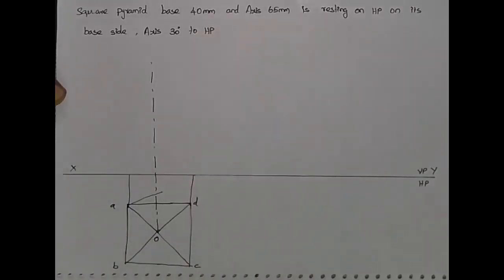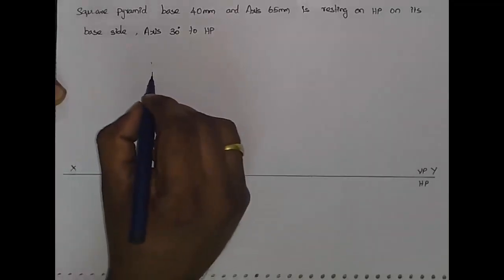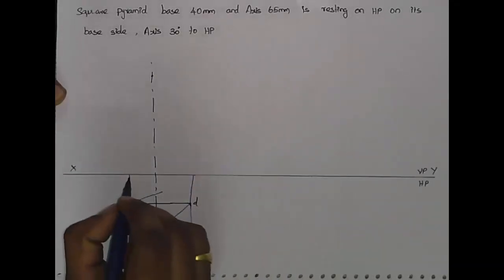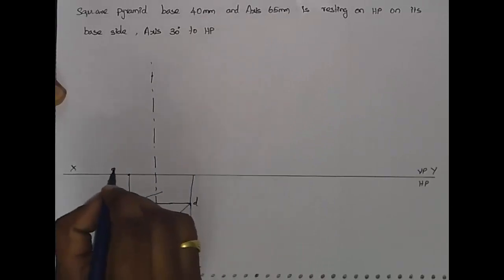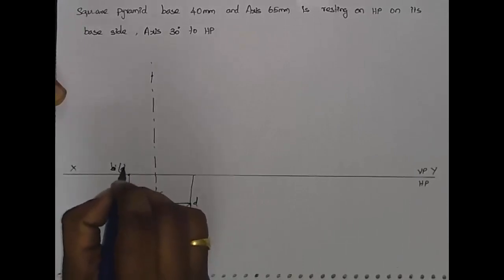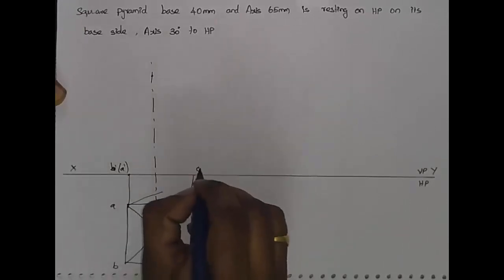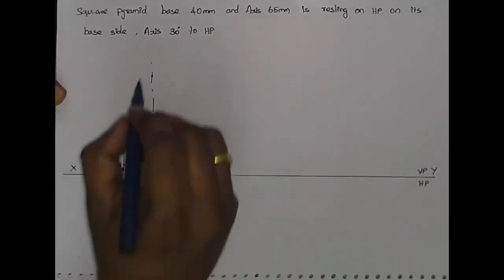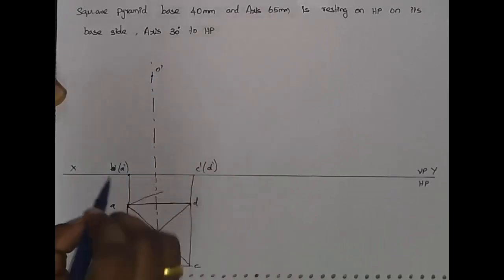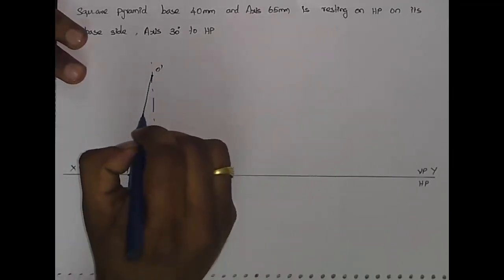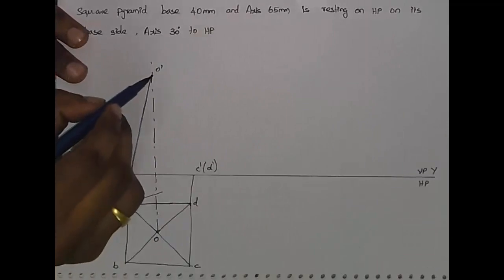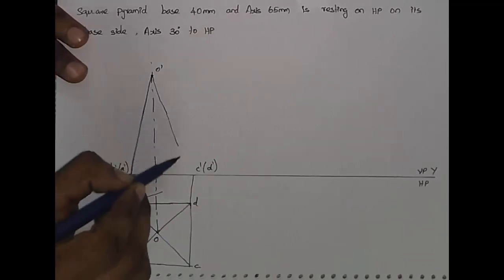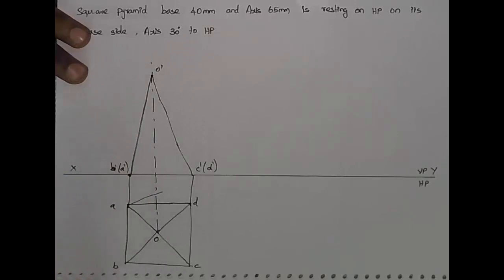So mark the 65 mm axis, that is, the axis is 65 mm from the XY line, and this is your 65 mm axis. So this is point A dash and this is point B dash, and the invisible point is A dash. Here point C is visible, C dash, and the D point is invisible, so D dash. So now connect this O dash point with A and B, like this. Similarly, connect this O point with C and D. This is the front view you will get.